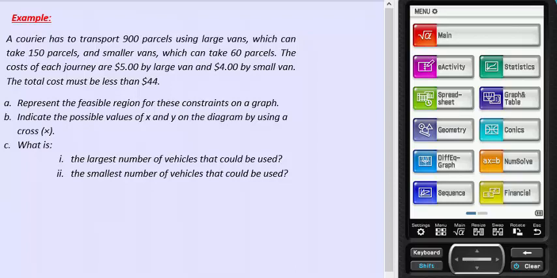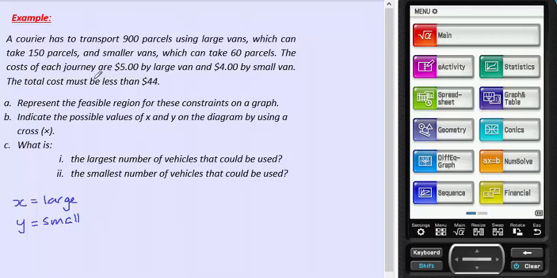We have an application question which is asking us about moving some parcels with big or small vans. So what we're going to start off by doing is we need to label what are big vans and what are small. So let's say X are large vans and Y are small vans. That's now going to help us create our equations.